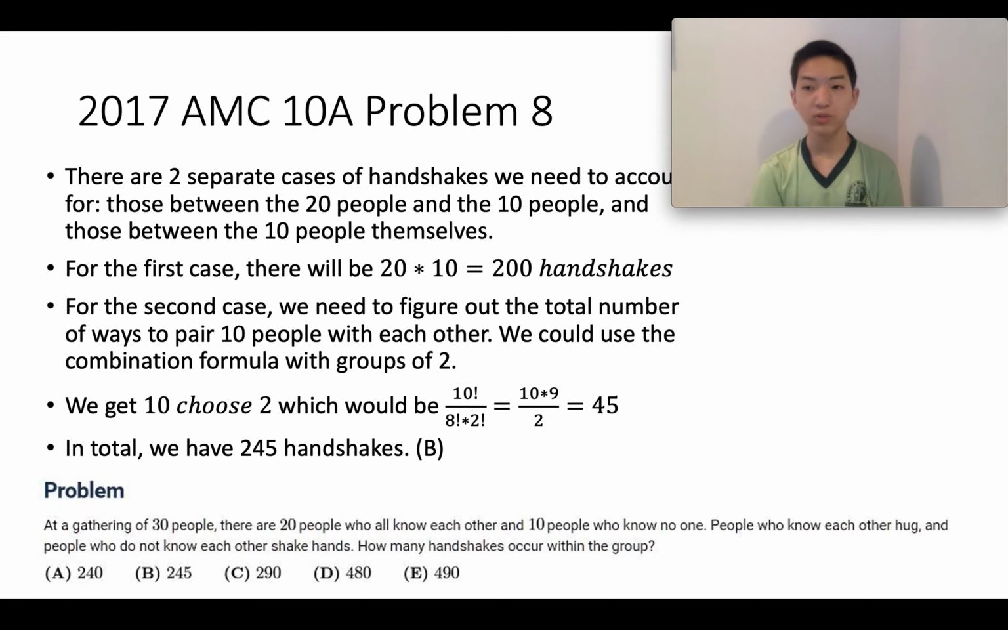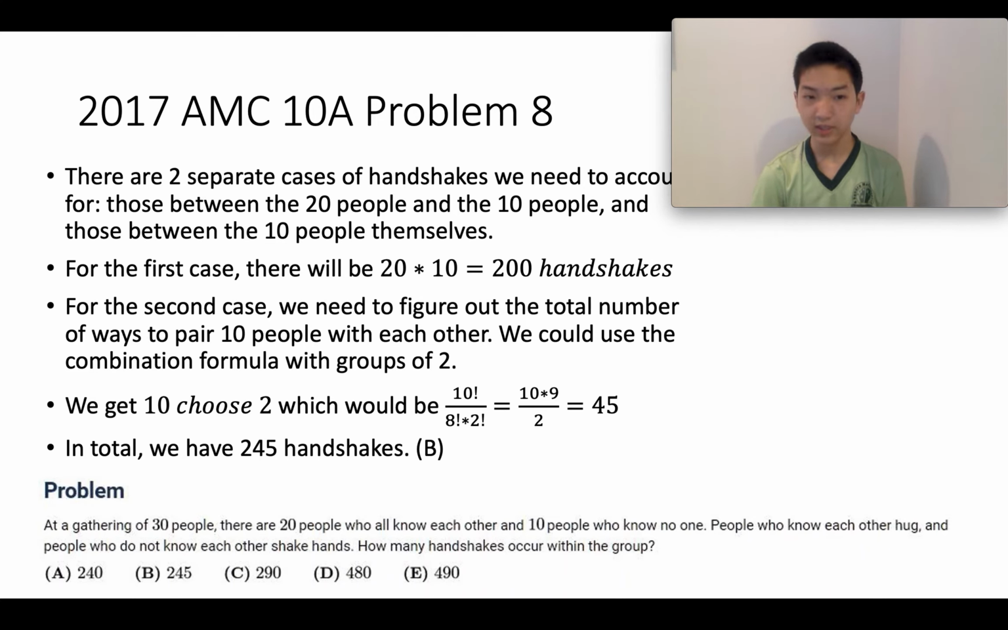So the 20 people will never shake hands with another person from the same 20 people group, while all 20 people from the 20 people group would shake hands with each person from the 10 people group, because the 10 people group doesn't know anyone. And then the second case would be the 10 people group shaking hands among themselves, because they don't know each other either. So for the first case, each person from the 20 people group will shake hands with each person from the 10 people group, which would be 200 handshakes.